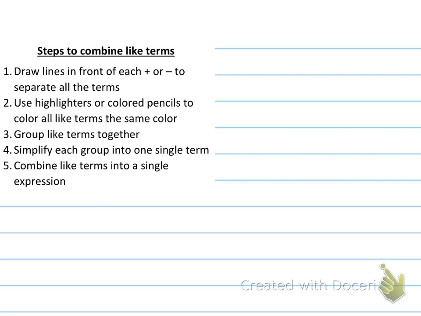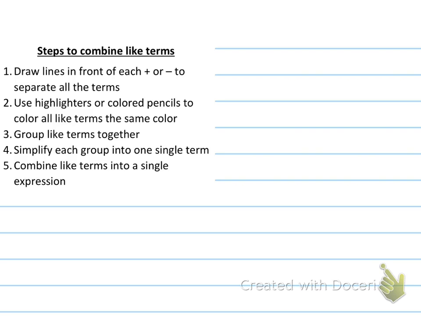Here are the steps that I like to take when I'm combining like terms. I first like to draw lines in front of each of the terms, including the sign that is in front of it, to separate everything. And then I like to color code everything so that all the like terms are the same color. Then I group the like terms together, and then I simplify each group into one single term, and then I put them all together into a single expression. I know that doesn't make a whole lot of sense when I read through the list, but we're going to go through some examples, and that will hopefully help us to make sense of things.